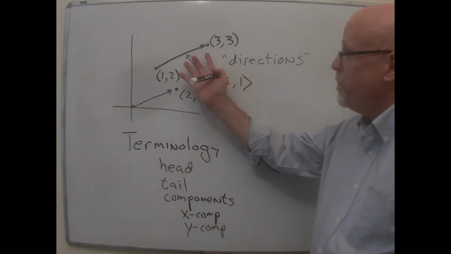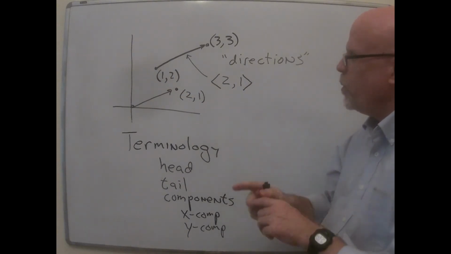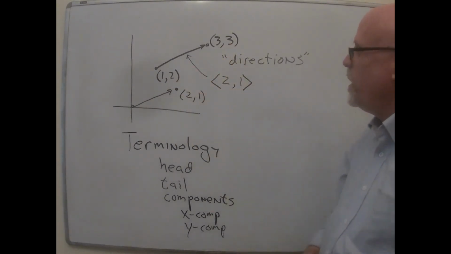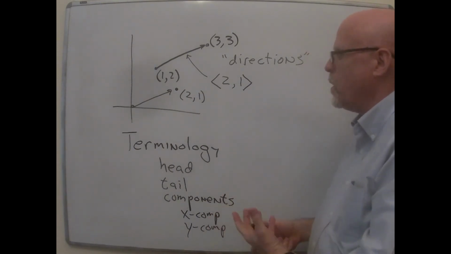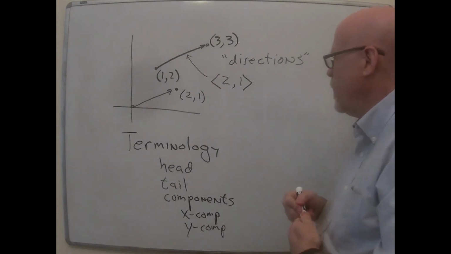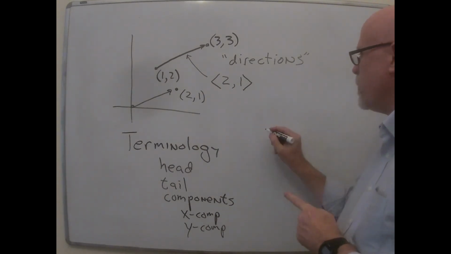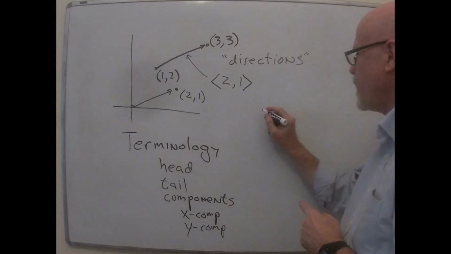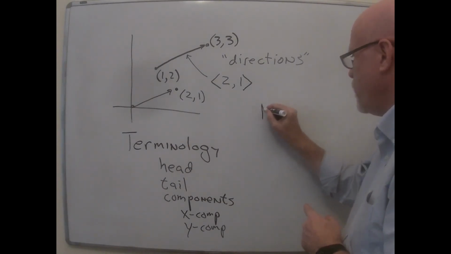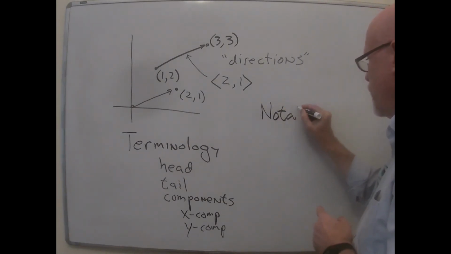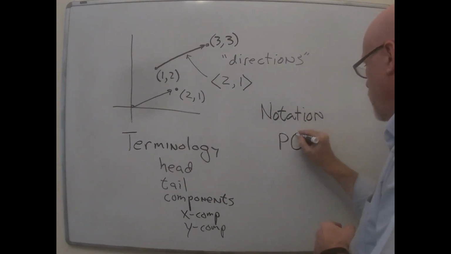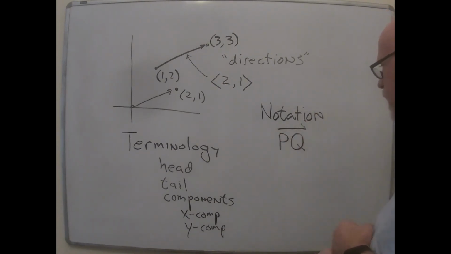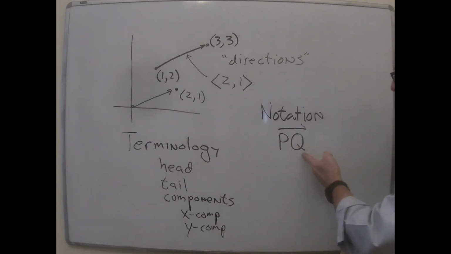So the head and the tail don't have to do with the identity of the vector. That's just a particular instance of the vector. There's two ways of denoting vectors that let you think about this. One notation, let's write the word notation: we can write a point followed by another point and put a vector arrow on top of it. That's a way to represent the vector that goes from P to Q.